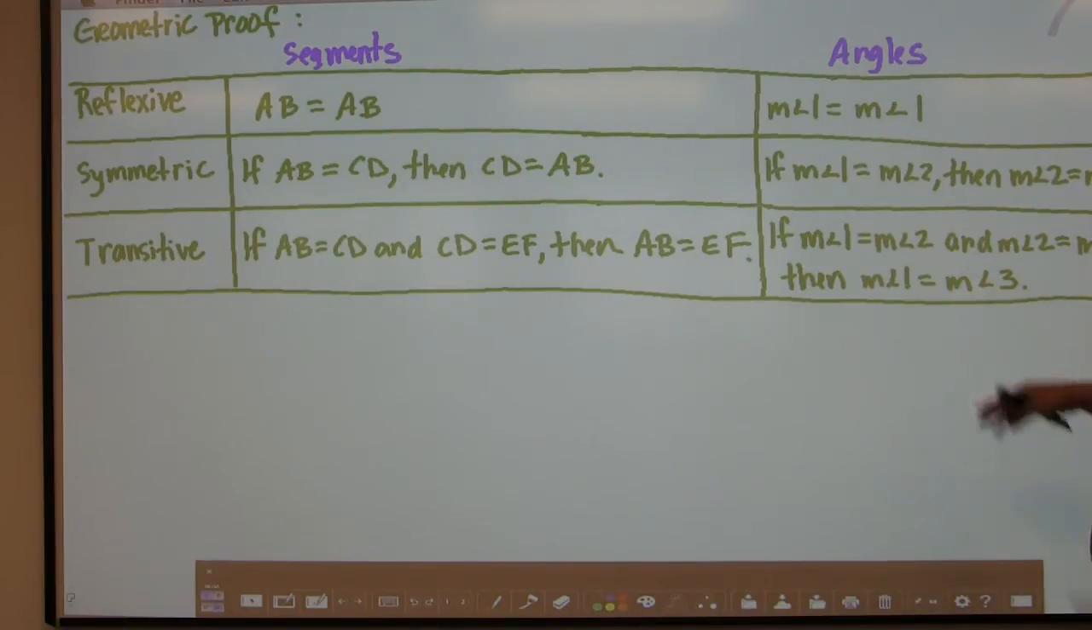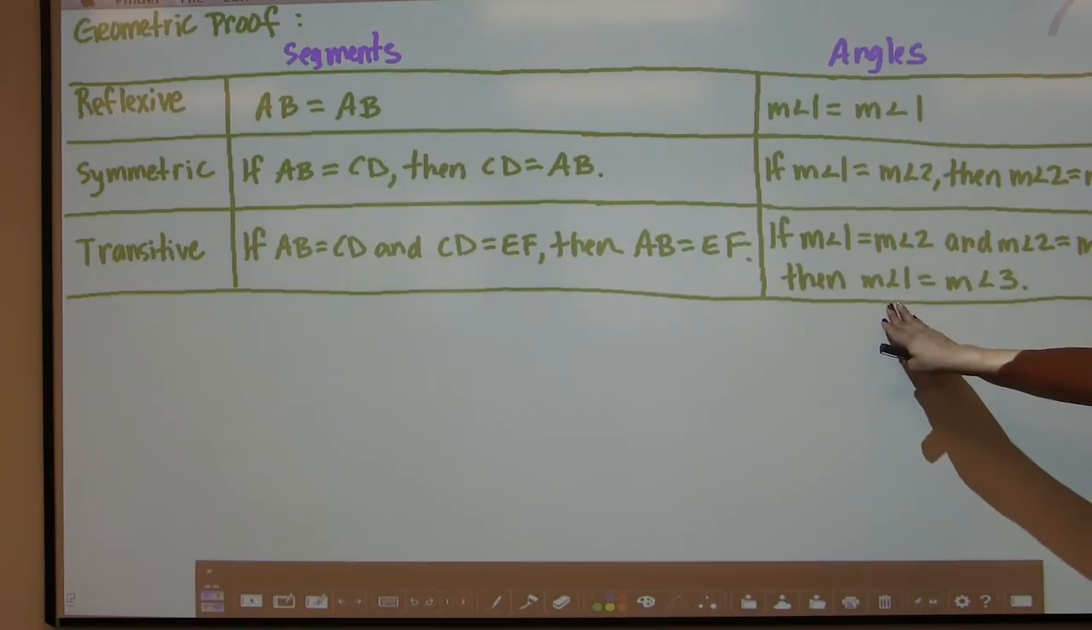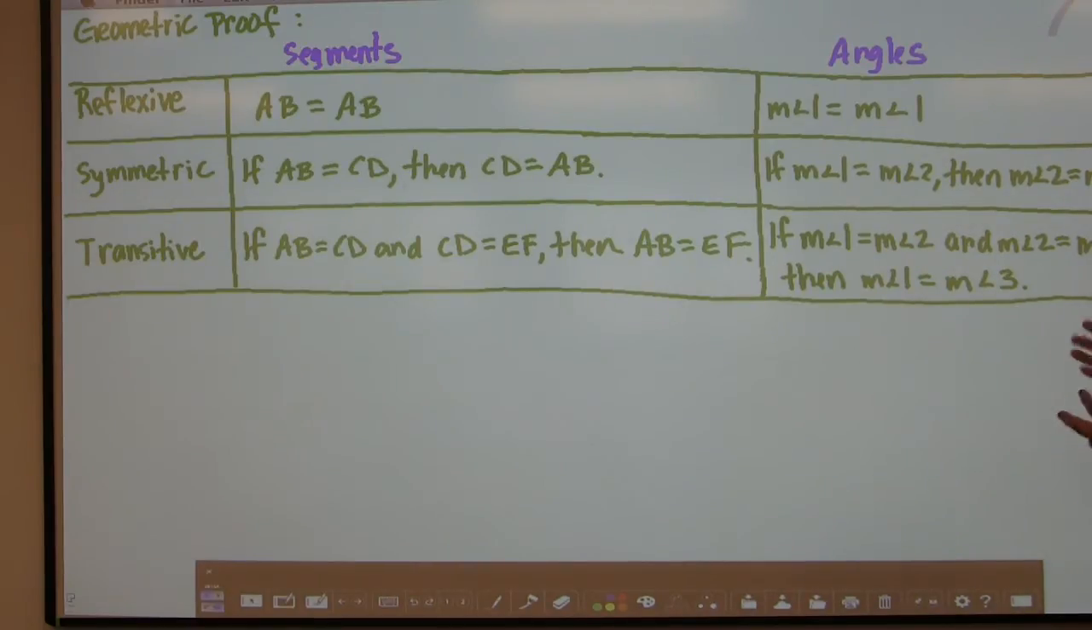And then of course transitive, if the measurement of angle 1 equals the measurement of angle 2, and then in turn the measurement of angle 2 equals the measurement of angle 3, then again you can X out the middleman, the angle 2, and then the measurement of angle 1 equals the measurement of angle 3. So that's just applying them to more geometric shapes and objects as opposed to just algebra.